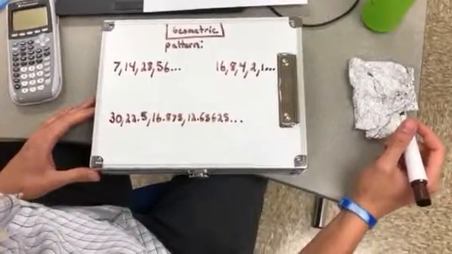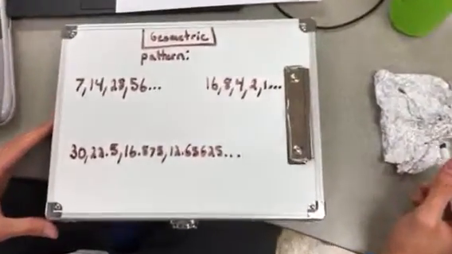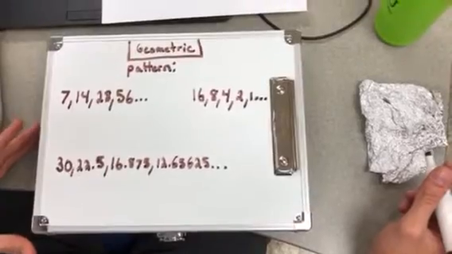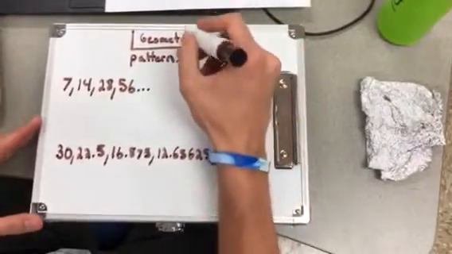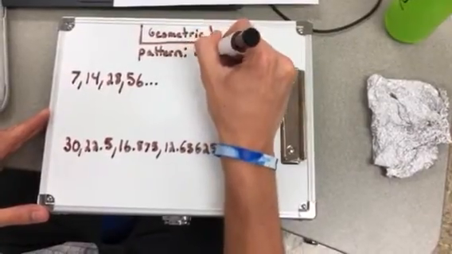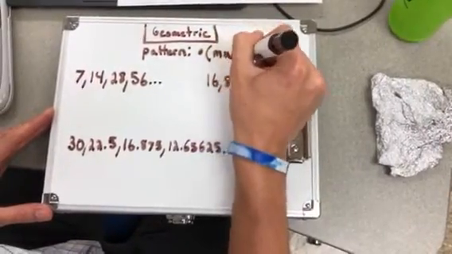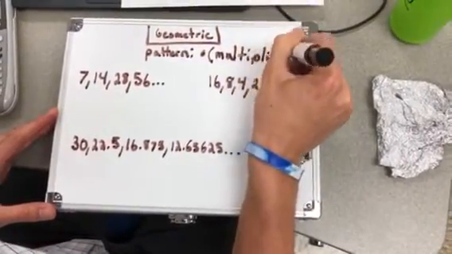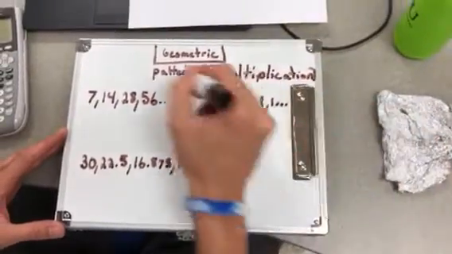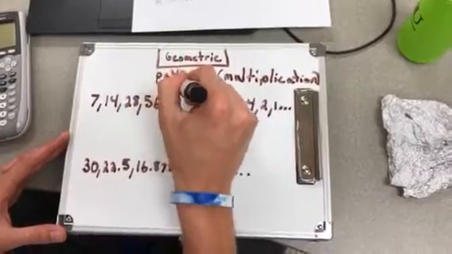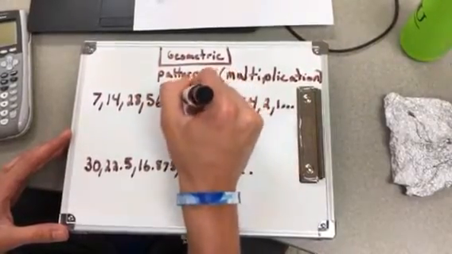Alright, in this video we're going to be learning about geometric sequences. A geometric sequence is a little bit different than arithmetic because the pattern is what we call multiplication. Okay? So when we're talking about geometric sequences, we refer to the pattern as the growth factor.